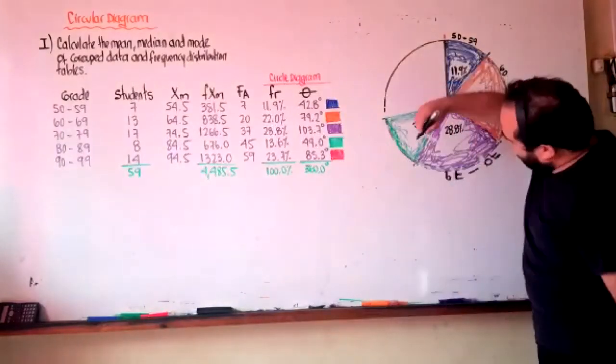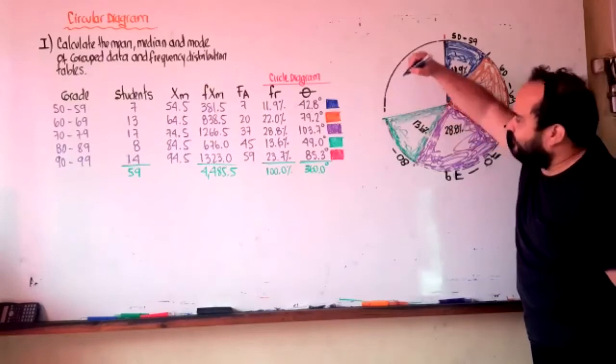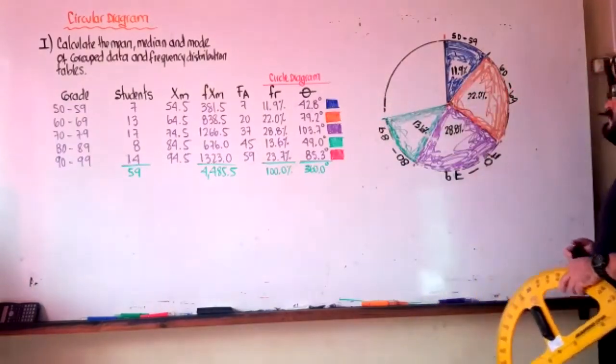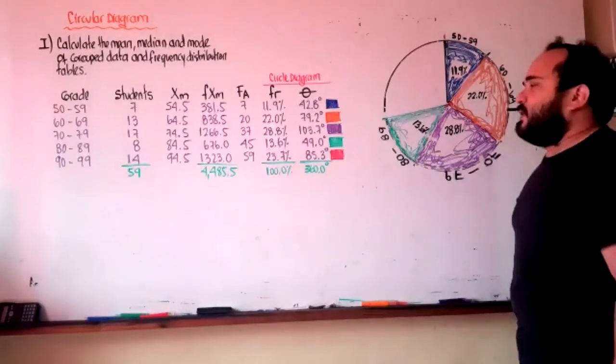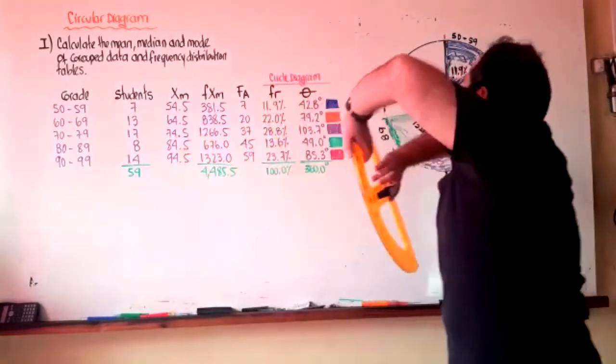Now we got 80 until 89, right? And if you did this situation well, you don't need to skip the last part because in the last part, we're supposed to have 85.3 degrees. So just to let you know.